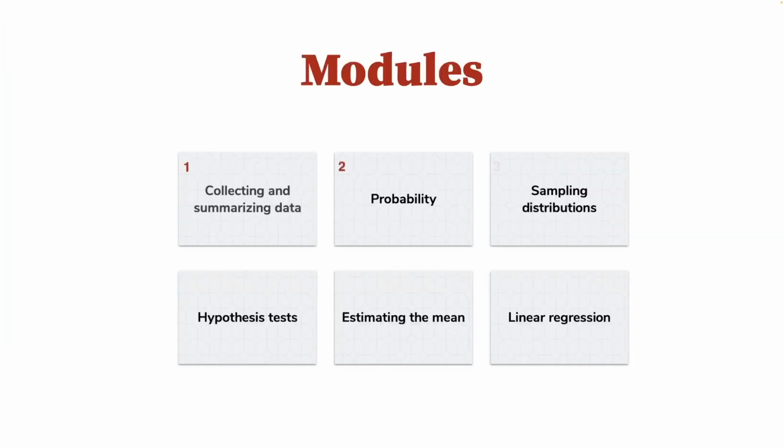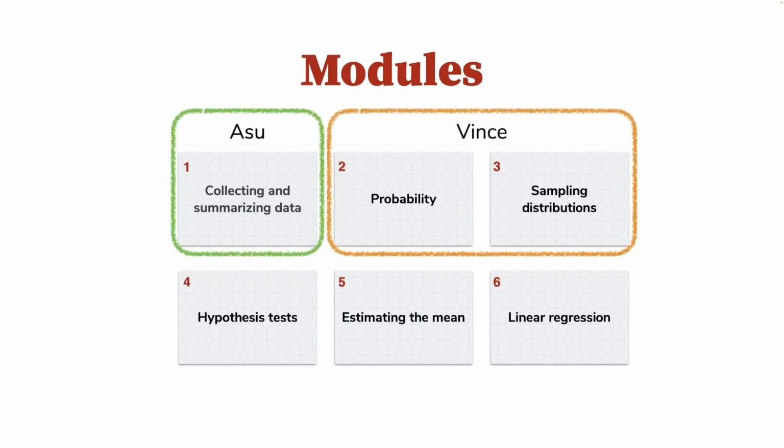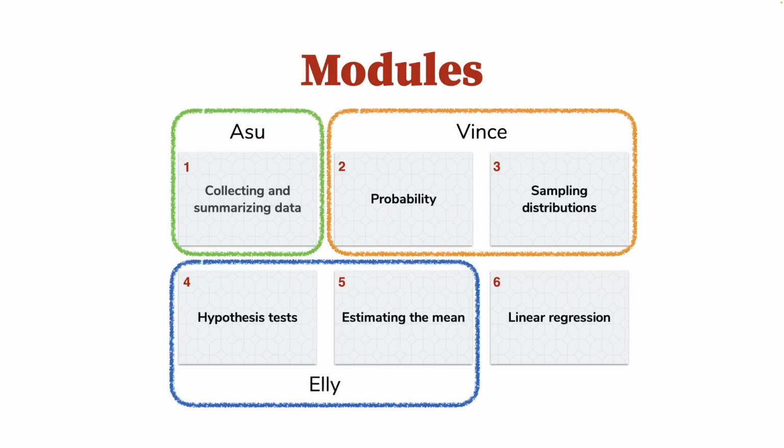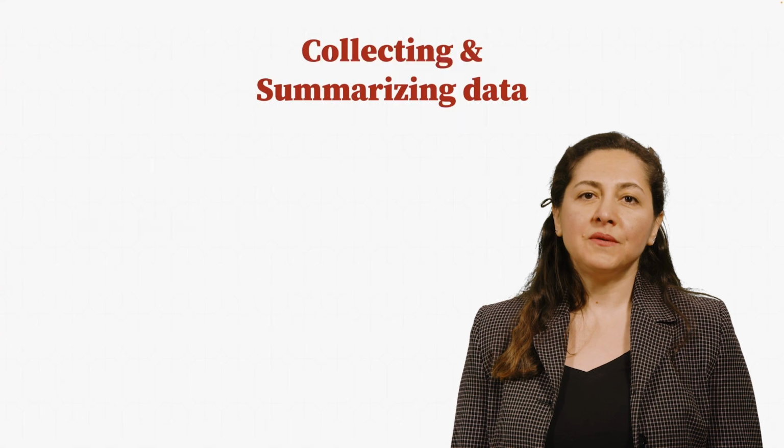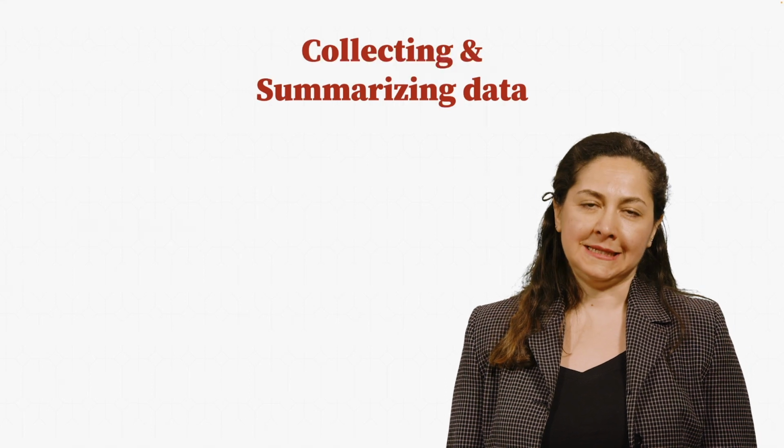The course is divided into 6 modules. Each module is taught by one instructor. Asu teaches Module 1, I teach Modules 2 and 3, Ellie teaches Modules 4 and 5, and the final module is taught by Asu. In Module 1, we will learn about collecting and summarizing data.